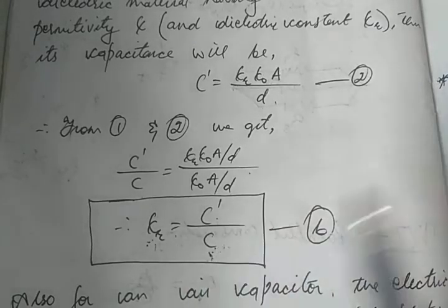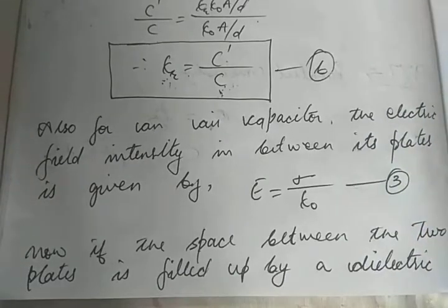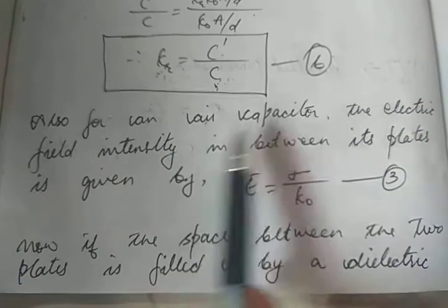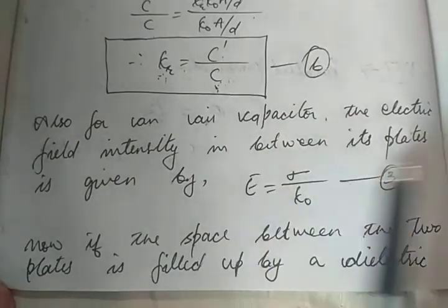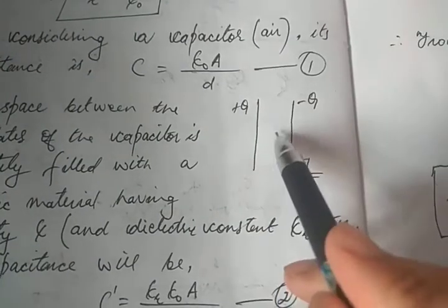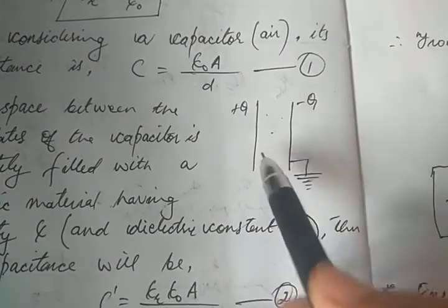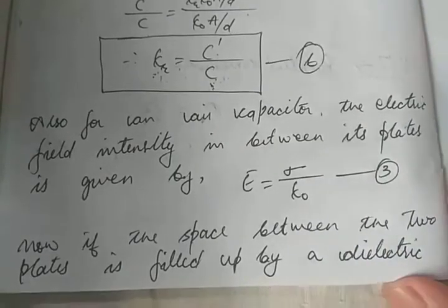So this is another relation that we are getting for your relative permittivity. Then for the same capacitor, also for an air capacitor, the electric field intensity in between the two plates is given by E is sigma by epsilon naught. So we have this air capacitor. At any point in between the two plates, the electric field between the two plates is given by sigma by epsilon naught. That is what we are seeing.